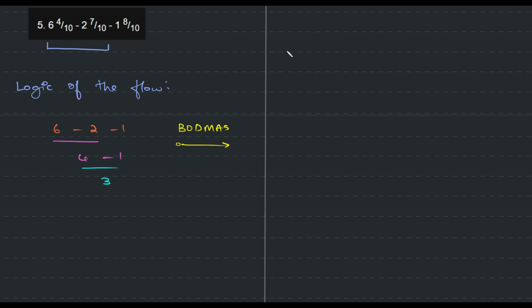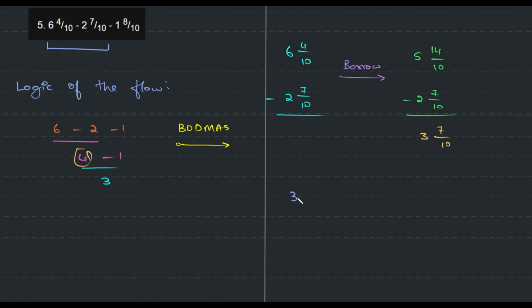Similarly, please start off with 6 and 4 by 10 getting subtracted from 2 and 7 tenths. Clearly, we can't do it. So we need to borrow, and we have 5 and 14 tenths, and 2 and 7 tenths. And now I can subtract. So 14 minus 7 is 7, and this is 3. So that's the result. Similarly, how we got 4, we got this result.